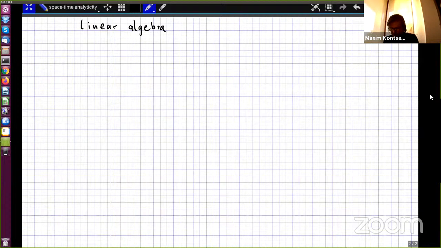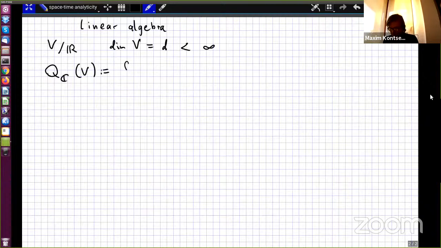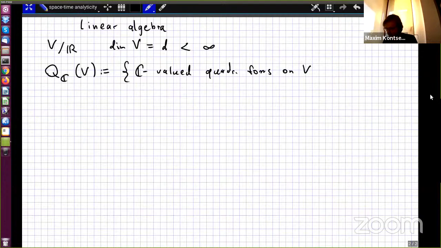Now suppose we have a vector space V of some finite dimension, and I denote by Q_C(V) the space of all C-valued quadratic forms. A quadratic form on V, or one can say the same, a map from the symmetric square of V to complex numbers, such that there exists a real basis in which the form is diagonal, with lambda_i some non-zero complex numbers.